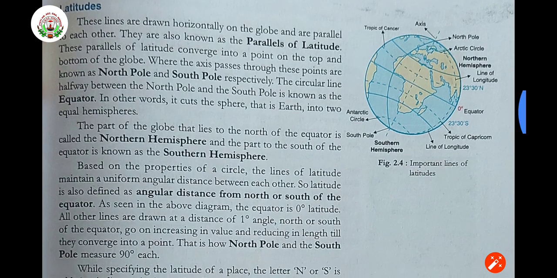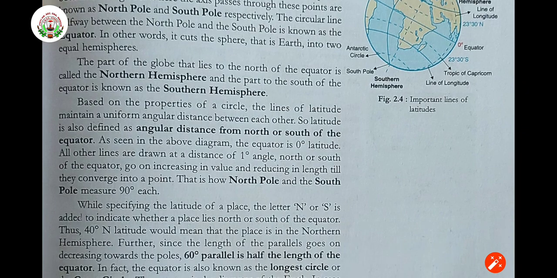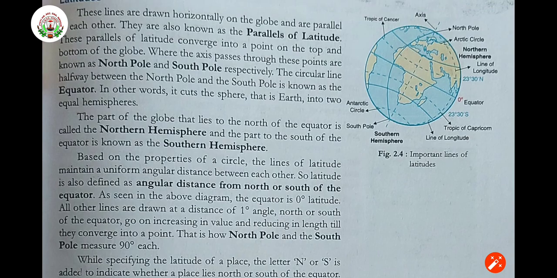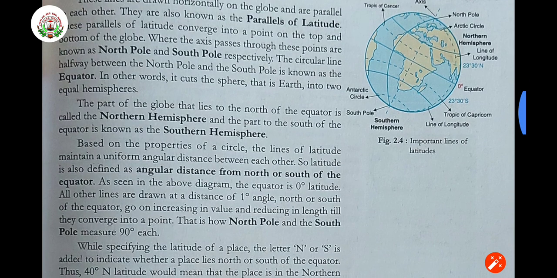Now the part of the globe that lies to the north is the northern hemisphere, to the south it is the southern hemisphere. Based on the properties of a circle, the lines of latitude maintain uniform angular distance between each other. See, all the lines are parallel, so they have similar distance only. Uniform angular distance is going to pass it out. So latitude is also defined as angular distance north or south of the equator.